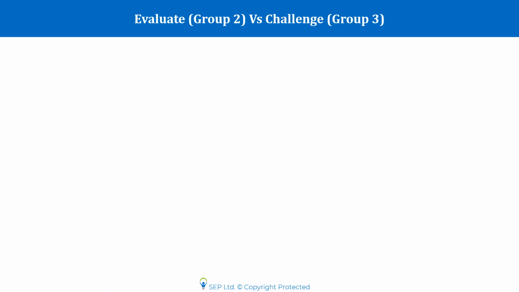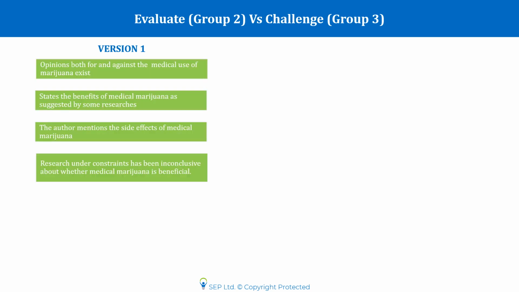In this slide, we will show you how to use the differentiating factor to solve the confusion between words of group 2 and group 3. We have taken the examples of evaluate versus challenge. For evaluate, we have chosen the version that was previously displayed as version 2 in the slide. You're already familiar with this.